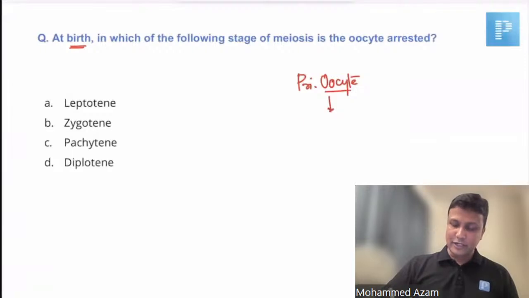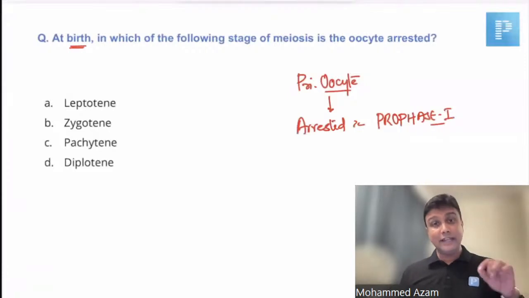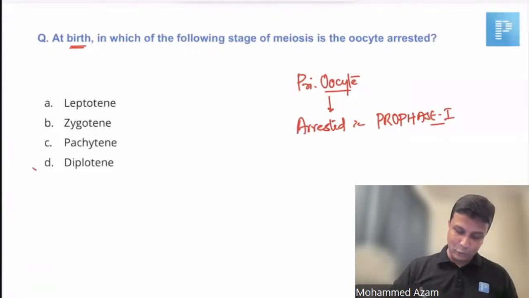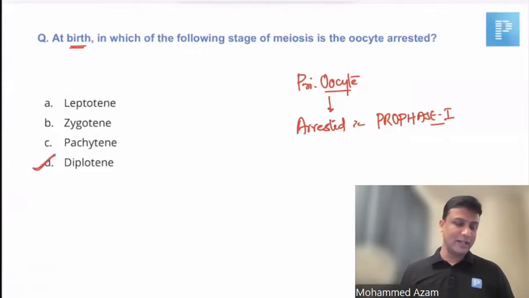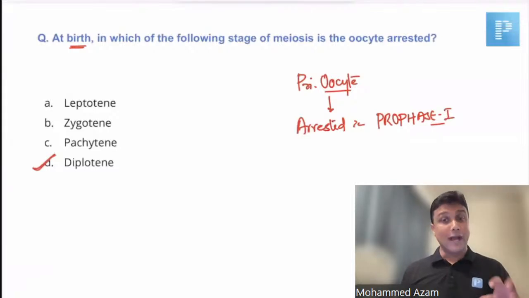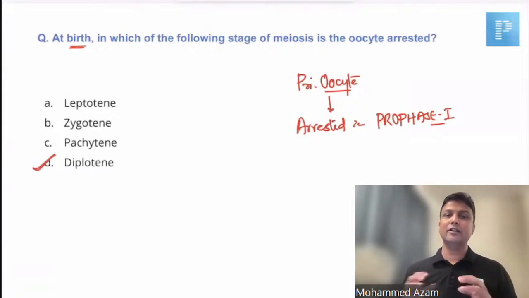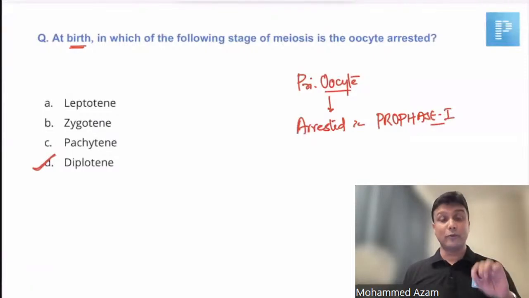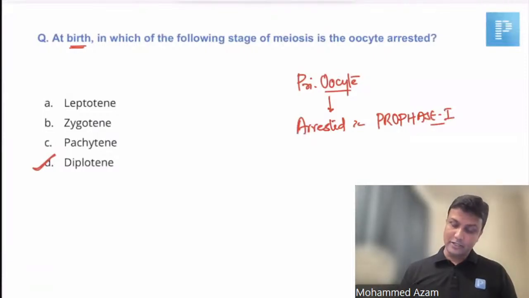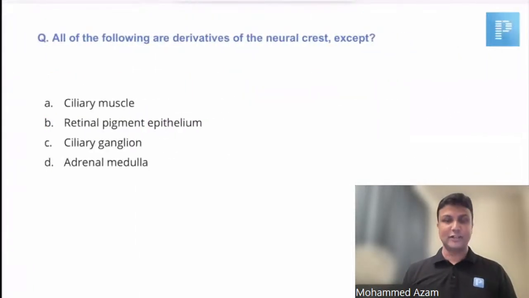This primary oocyte will be arrested in which phase? Arrested in prophase 1. And now if you look at the options, within prophase they're also asking which stage. So please remember, in prophase 1, it will be arrested in the diplotene stage. Okay. So at birth, first you have to remember that the oocyte will be in the form of a primary oocyte, and the primary oocyte will be arrested in prophase 1, and in prophase 1 it will be arrested in the diplotene stage, guys.